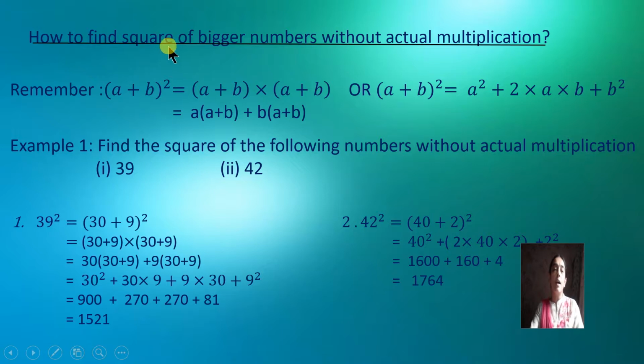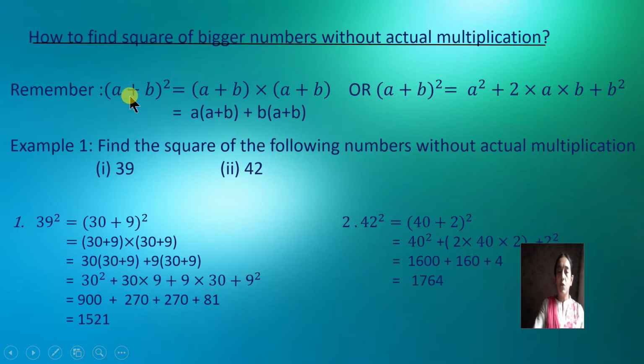We have to multiply. Suppose square of 39 or square of 45, that is 45 into 45, we have to multiply. So without actually multiplying it, how can we find the square of a bigger number? There are two methods and you can use any method you want, but mostly I will be using this method, that is (a plus b) the whole square. That identity I will be using.